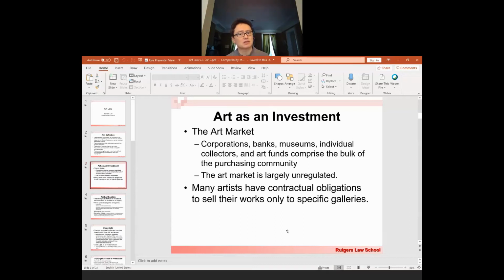The art market is largely unregulated. There are no comprehensive regulations or statutes which regulate art generally. So you can see art regulations here and there, depending on the situation.